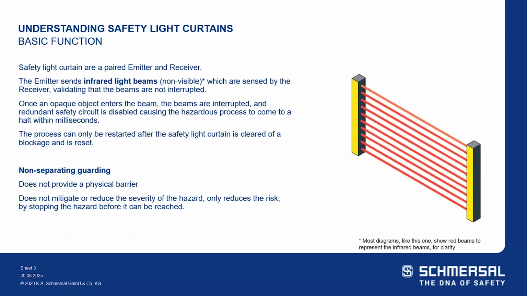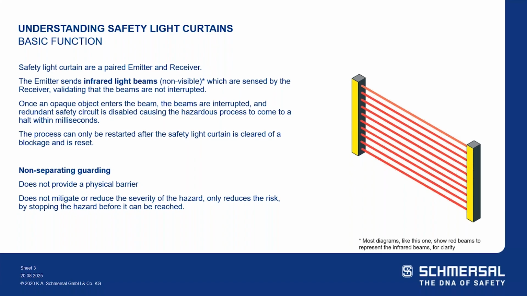So safety light curtains are a viable safeguarding option for point of operation or for perimeter guarding. They provide a non-separating barrier that will detect operators trying to access hazardous machines and areas. We sell them as a pair, an emitter and a receiver. That emitter is sending an infrared beam of light that's non-visible. Whenever you look at graphical representations of light curtains, you'll always see these red beams, but that's just to provide some clarity as to how it operates.